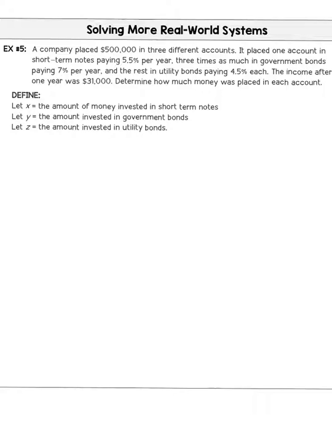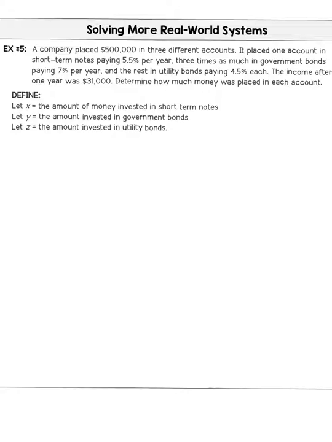Okay, so a company placed $500,000 in 3 different accounts. So here are the 3 accounts. It placed one account in short-term notes paying 5.5% per year, 3 times as much in government bonds paying 7% per year, and the rest in utility bonds paying 4.5% each. The income after 1 year was $31,000. The question is, how much money was placed into each account?